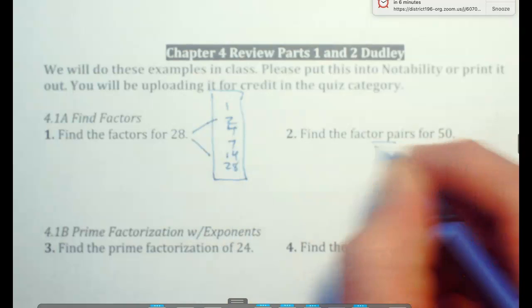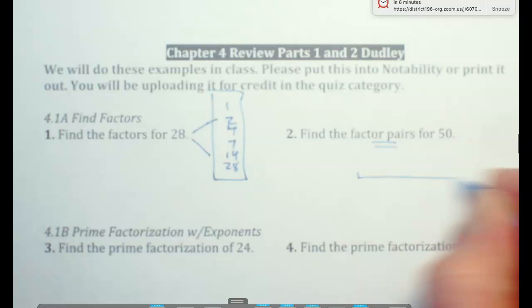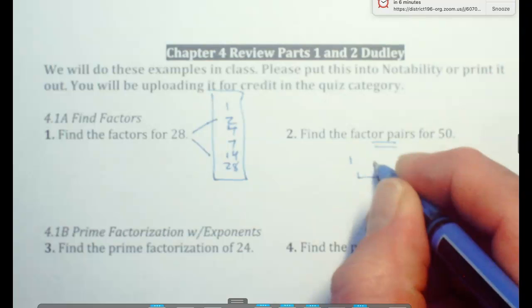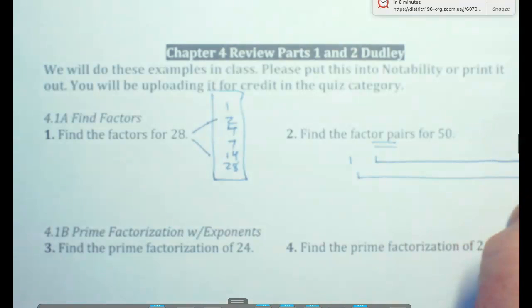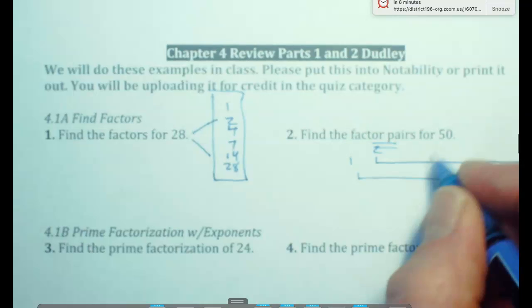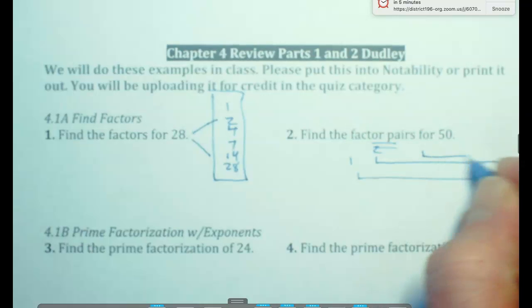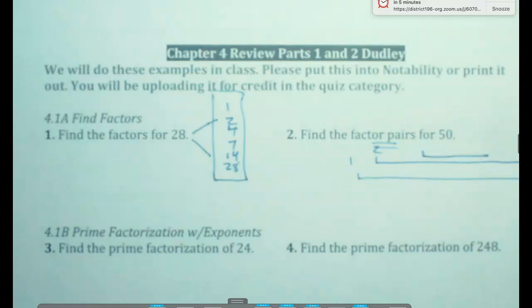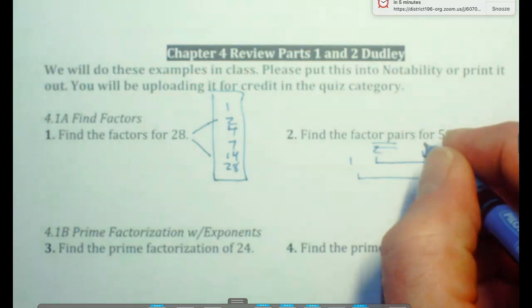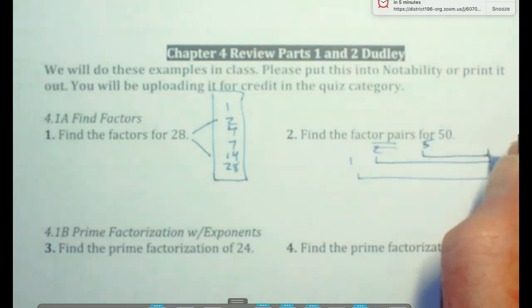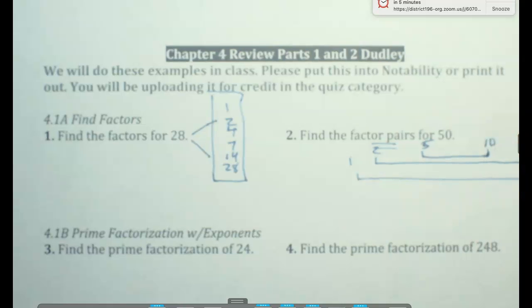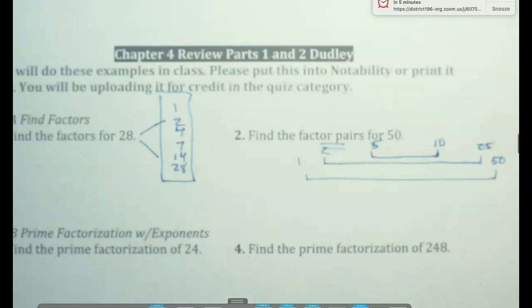Here we want the factor pair, so this is going to be slightly different. I'll do it like this. Could have 1 and 50. We could have 2 and 25. 3 doesn't go in there, 4 doesn't go in there. We could have 5 and 10. So those are your factor pairs for that.